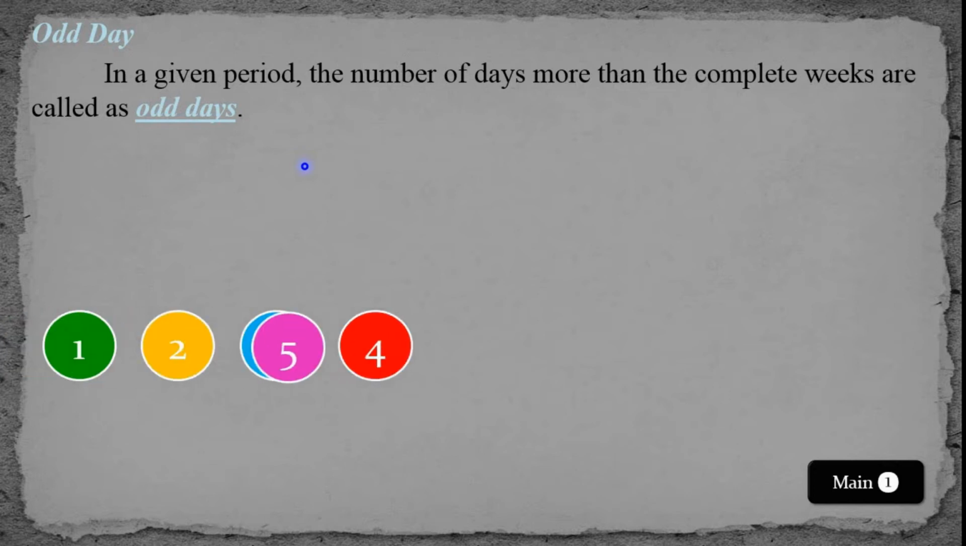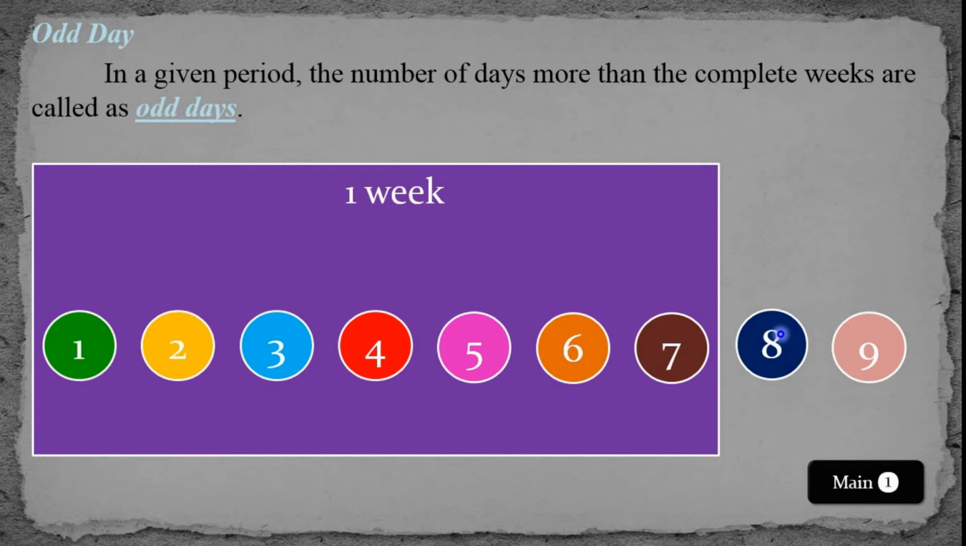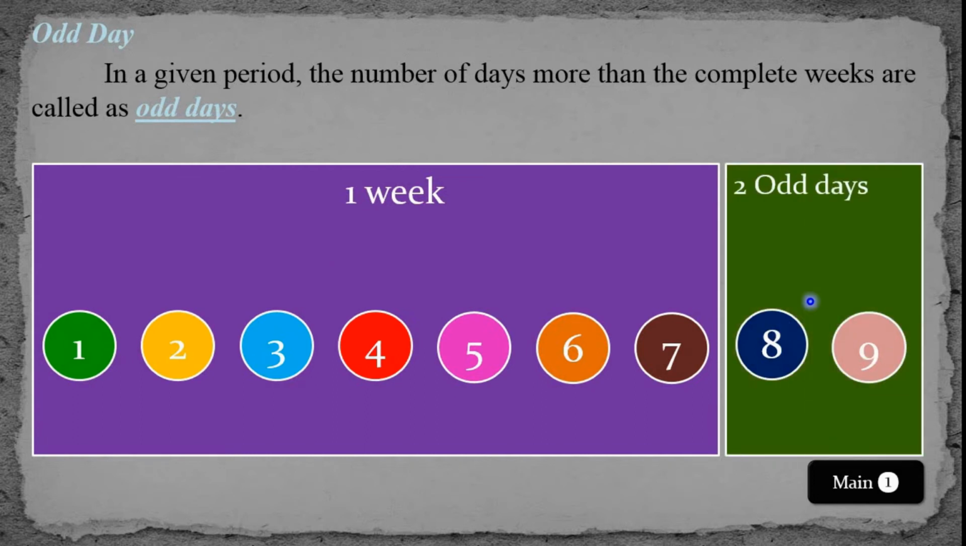From these 9 days, we can form a complete week by using the first 7 days. And we are left with 2 days, 8 and 9. These 2 days are called 2 odd days. Kindly note that the odd days always lie at the end of the given period. The last date of the given period is the last odd day. In this example, the last date is 9, therefore 9 is the second odd day and 8 is the first odd day.